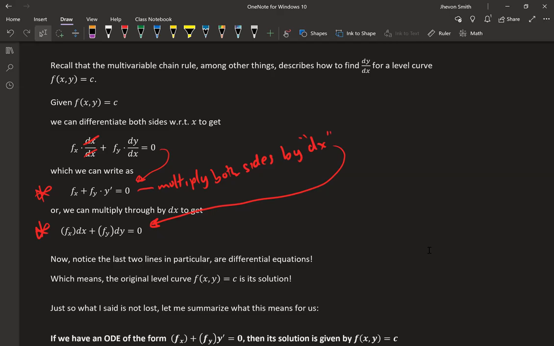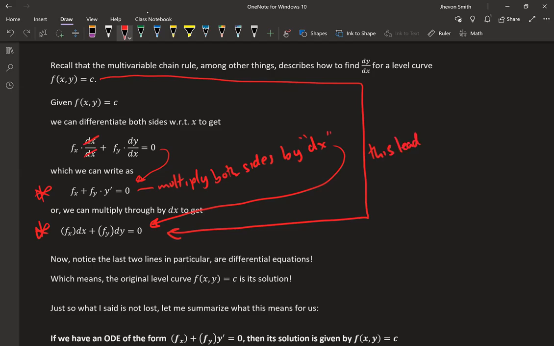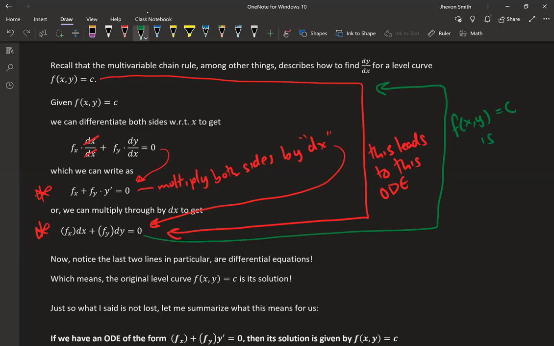And notice what you've just seen. We know where these guys came from. We started here with the f of x, y equals c. And it turns out that that is connected to this differential equation here, which means we can go the other way. So we realize here, this leads to a differential equation. Which means we can solve an ODE that looks like this by bringing it back to that original equation, the original function here. This means that your f of x comma y equals c is the solution, right?